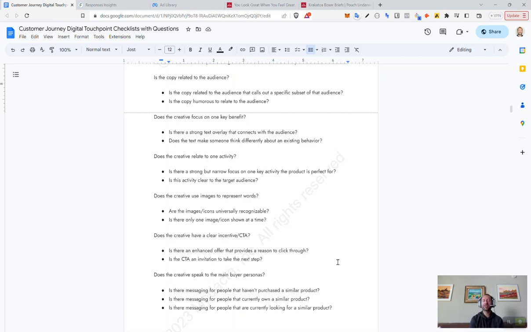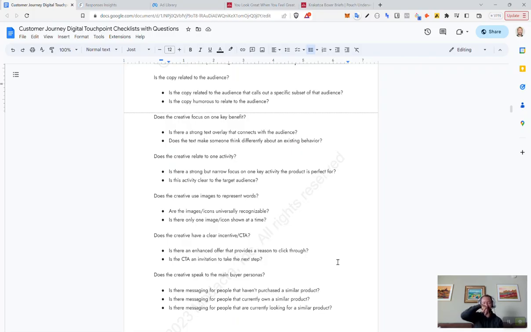Is there messaging for people that currently own a similar product? Why would I exchange what I currently have? What are the deficiencies? Is there a new technological advancement? Is there something that changed? Is there something that's different? Is there a meaningful reason that I should try a different brand because of some degree of an upgrade or comfort or anything else attached to it? Make it pretty clear and obvious what that is, and then lead in via that.